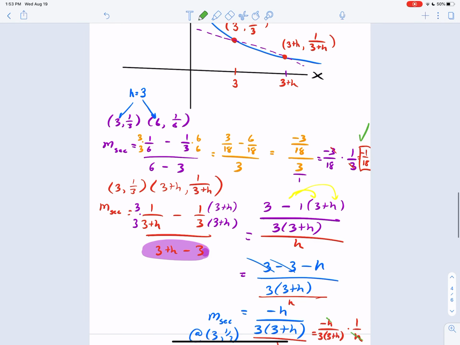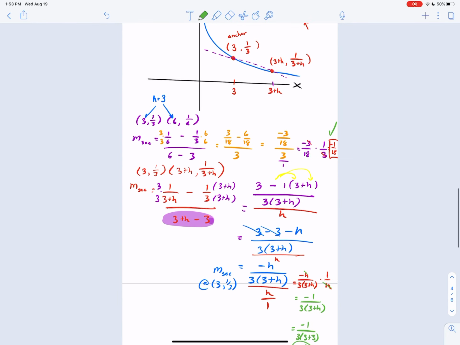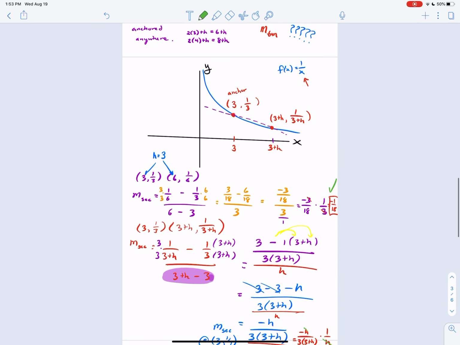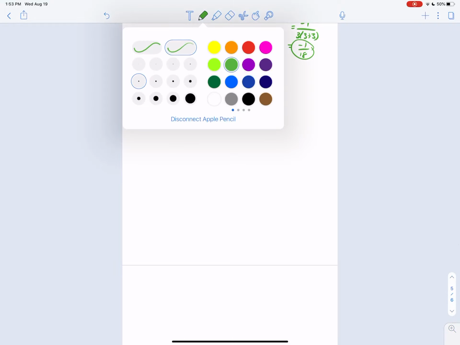Okay. Whew. So, what was the point? I was able to come up with a generic way to finding the slope of a secant line for any point that's on this rational function or reciprocal function. Is there some way where I can find out the slopes of all secant lines at any anchor? So, we're almost done, you guys. Here we go.